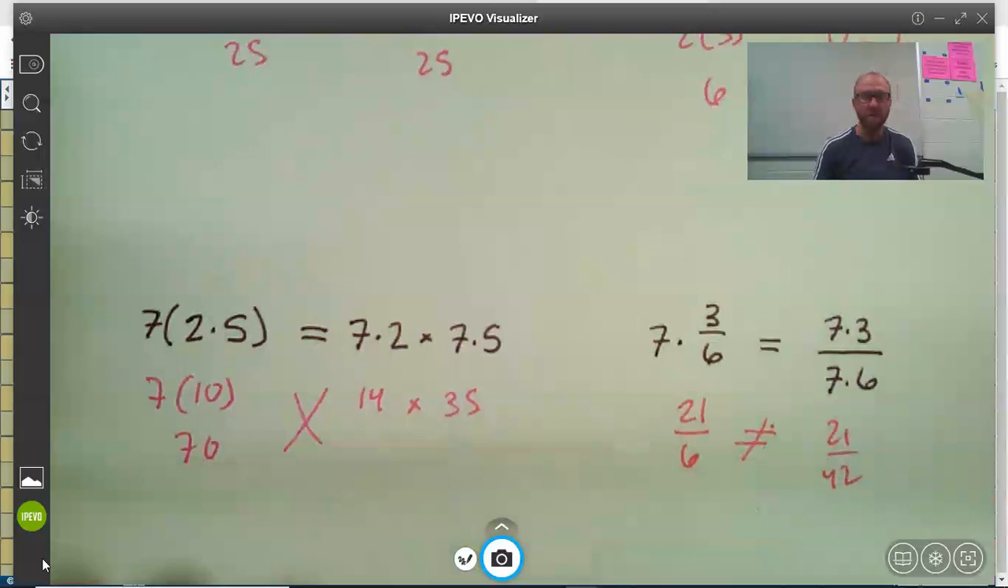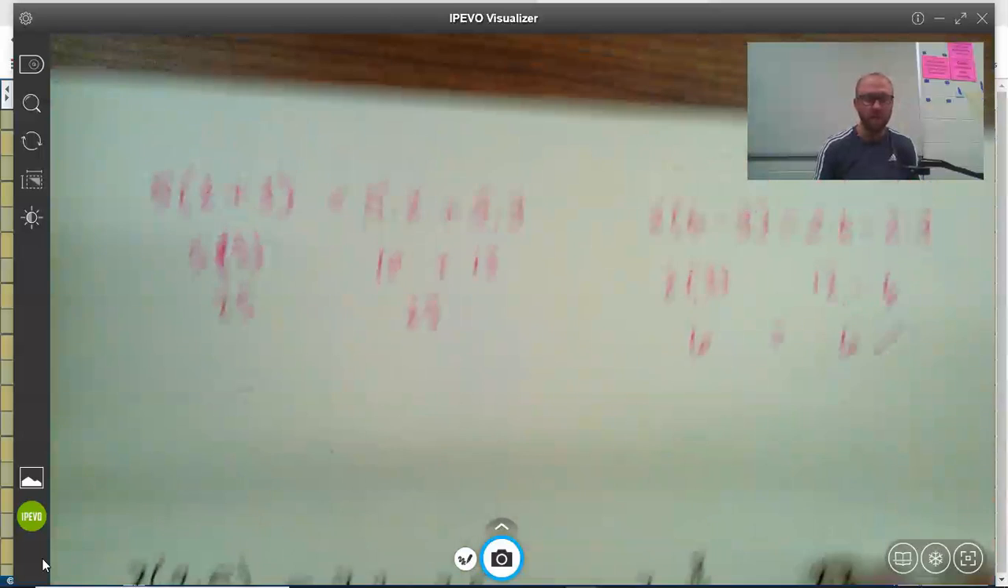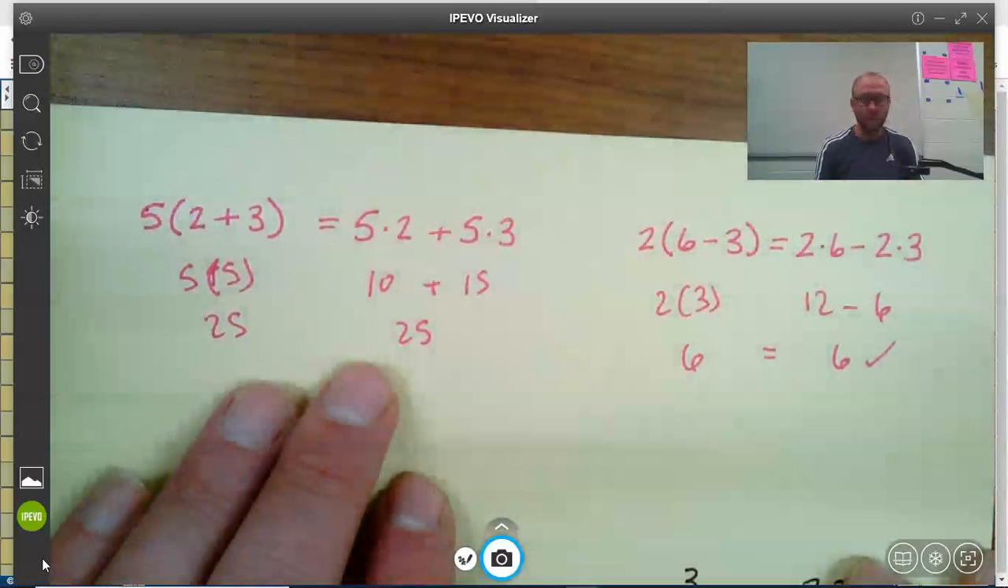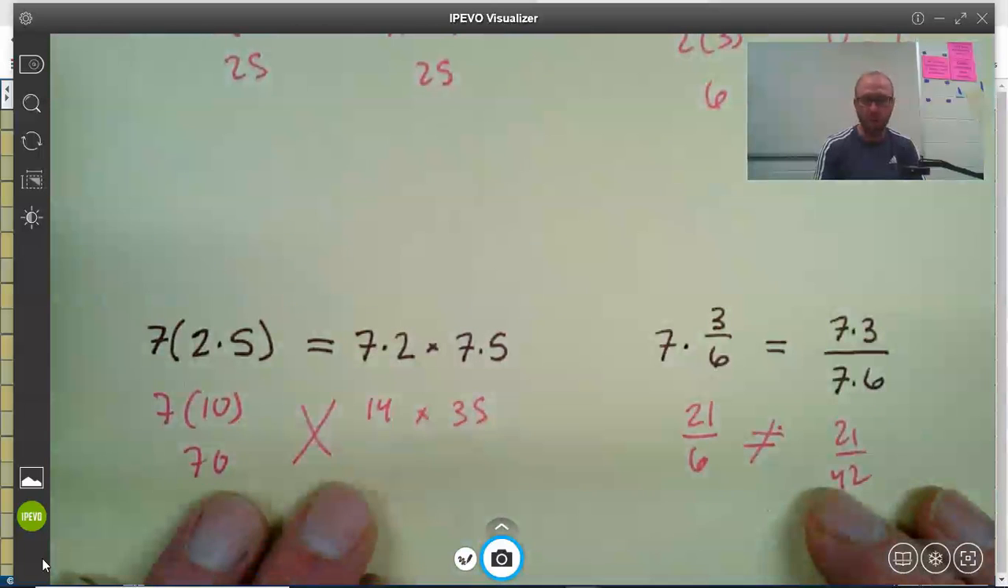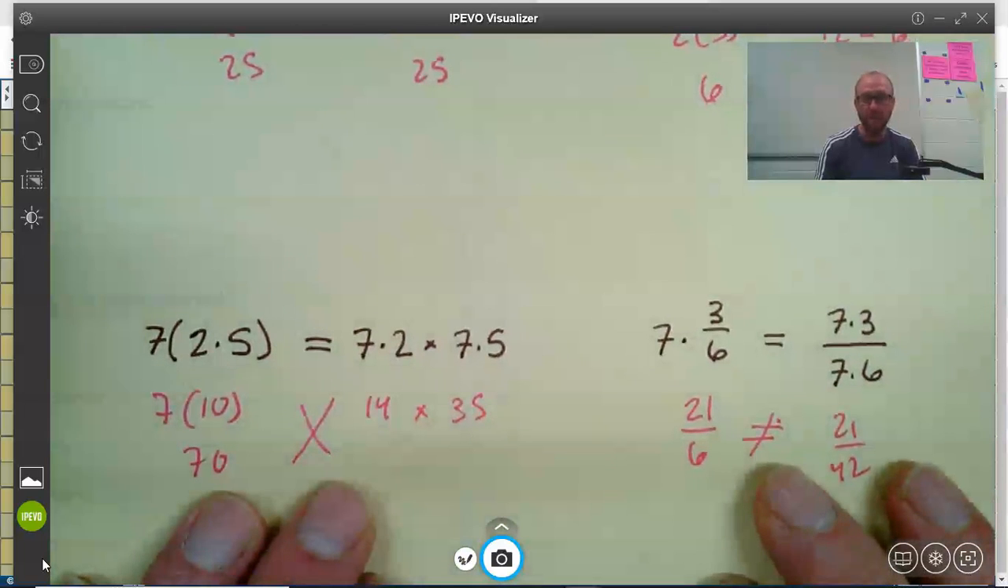So as you can see here, the distributive property works with addition and it works with subtraction, but it won't work with multiplication and division. All right.